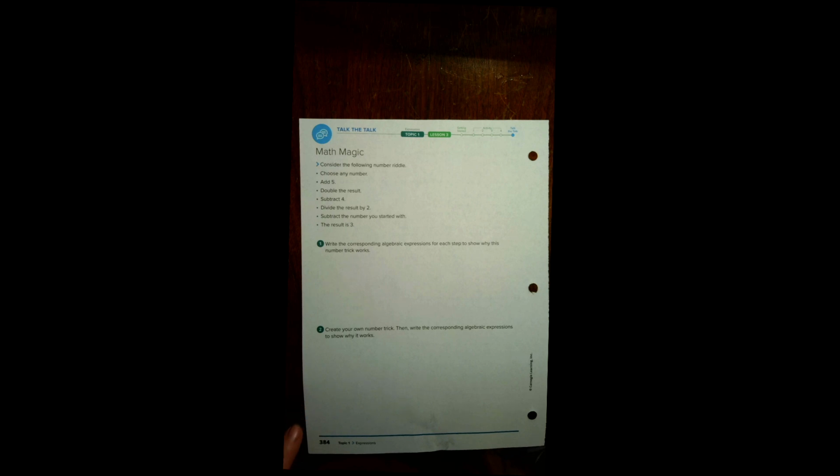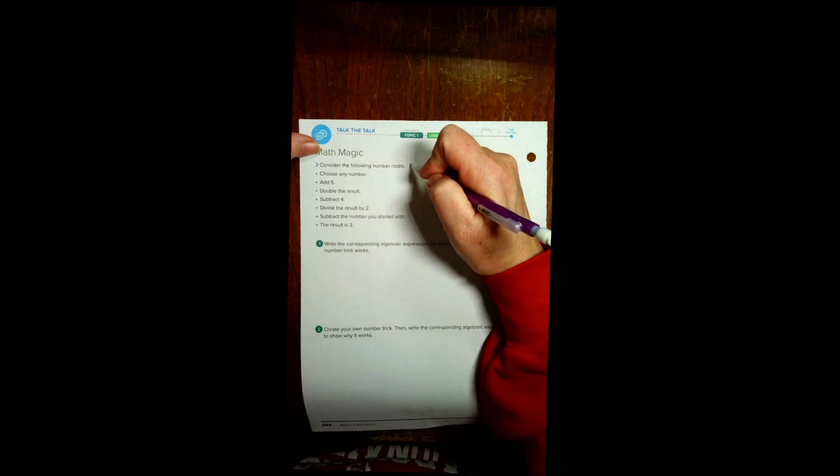Okay, I'm going to let you do the others on that page, and we're going to flip over here and look at Talk the Talk, Math Magic, consider the following number riddle. So I think this is kind of fun. Choose any number, and you can do this as well. I'm going to choose the number, let's see. I'm going to choose the number 10.